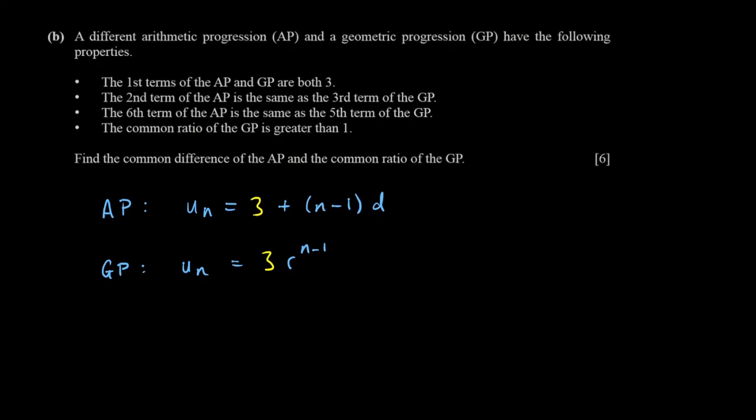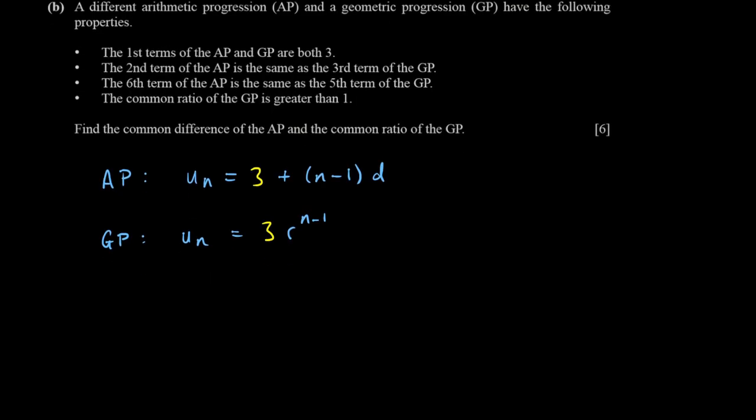Okay, so let's try to work through this. The second term of the arithmetic progression is the same as the third term of the geometric. So how can we write the second term of an arithmetic? Well, it's going to be 3 plus 1d. So we've got 3 plus 1d. And that's going to be equal to the third term of the GP. What's the third term of the GP? It's going to be 3 times r to the power of 2. So we've got 3r squared there.